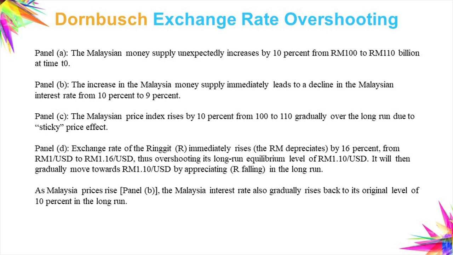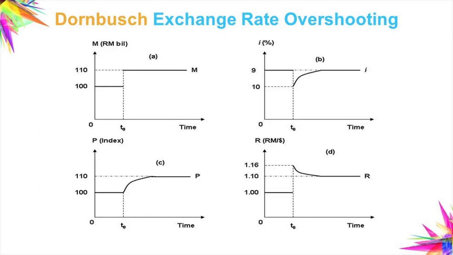From RM1 per USD to RM1.16 per USD. Thus overshooting its long-run equilibrium level of RM1.10 per USD. It will then gradually move towards RM1.10 per USD by appreciating, or falling, in the long run. As Malaysian prices rise as in panel C, the Malaysian interest rate also gradually rises back to its original level of 10% in the long run.